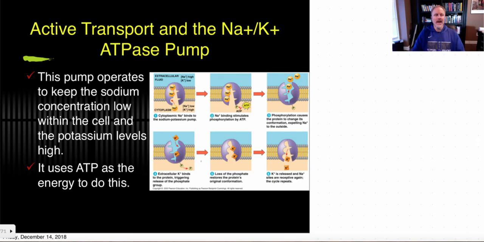Okay, so now active transport. And active, of course, means that it's requiring the ATP molecule in order for this to happen. The classic example that's used is the sodium-potassium ATPase pump. This pump is basically operating to keep the sodium concentration on the outside of the cell membrane high and the potassium levels low, and then on the inside keeping the sodium levels low and the potassium levels high.